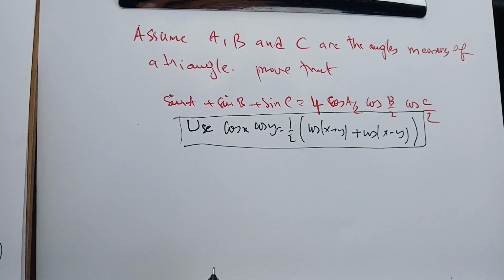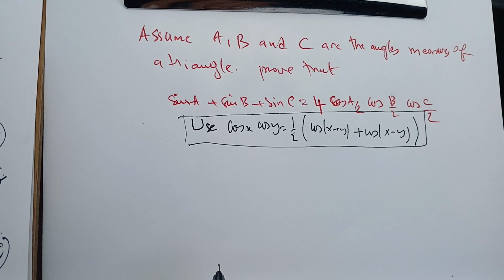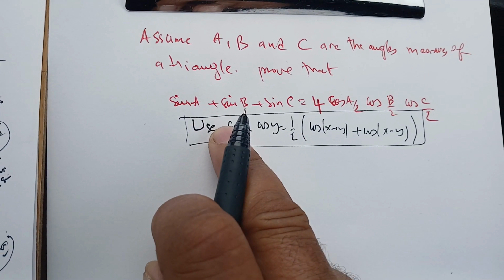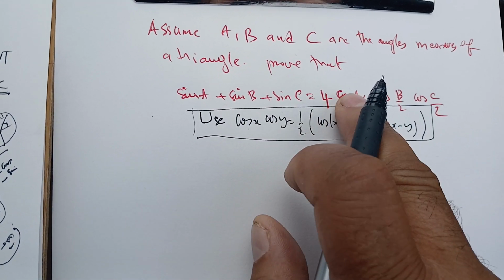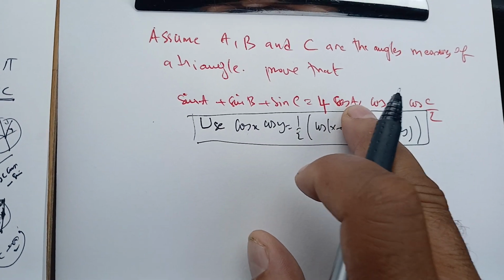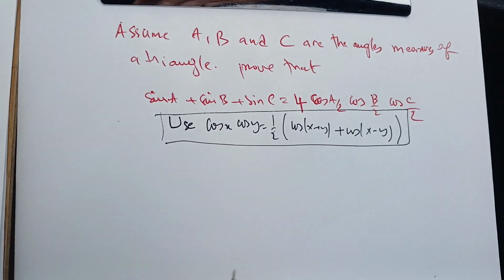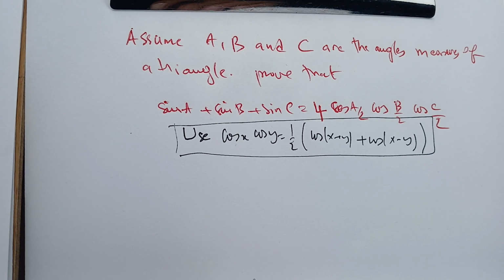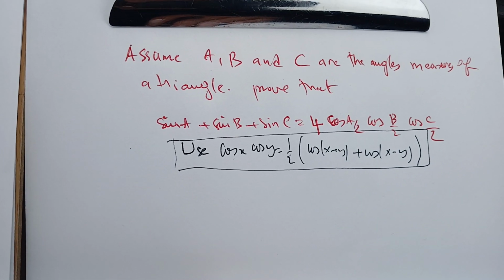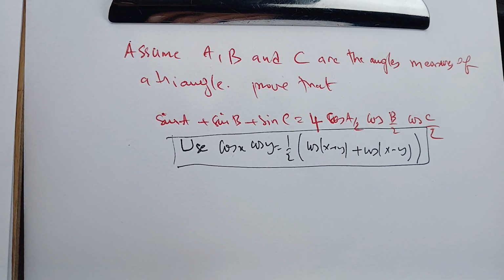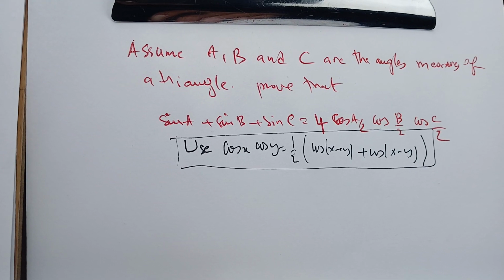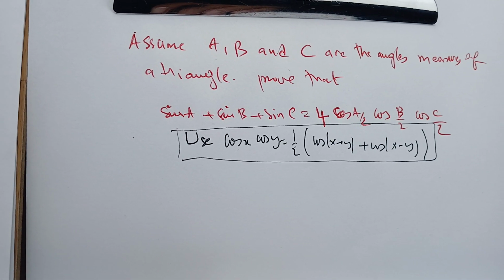Okay, so if we multiply by 2 here, we can take x as A over 2 and y as B over 2, and we can solve this problem. Okay, you can stop the video here and try it by yourself and see what you can get.